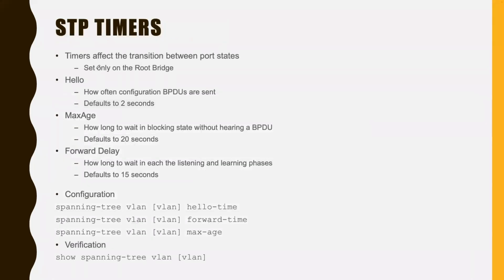All right, timers. These timers can be set only on the root bridge. On the rest of the switches, we cannot change those timers; they won't be affecting. The hello timer is by default 2 seconds. It is how often configuration BPDUs are sent from the root bridge. I'll cover the max age timer shortly. Forward delay is what, as I told you, applies in the listening and learning phases. By default, it is 15 seconds each.